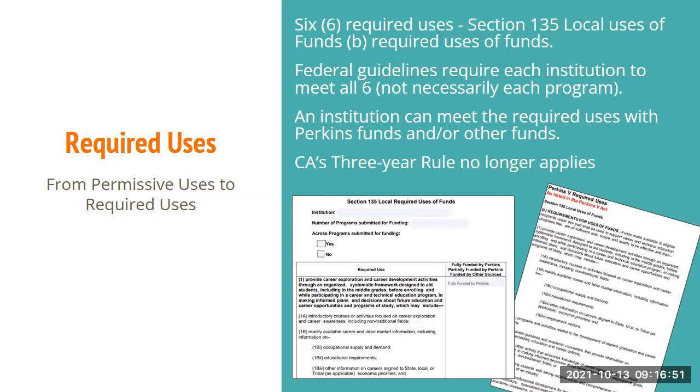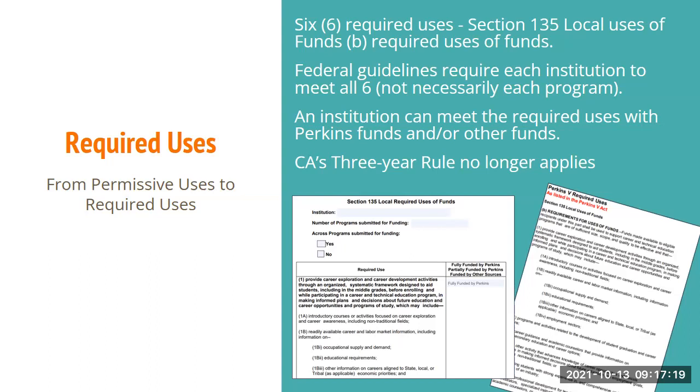And so an institution can meet the required uses with Perkins funds and or other funds, just like you have in the past. For some interesting reason, the state is still using the Perkins 4 permissive uses within NOVA, so that hasn't quite been updated yet to align with Perkins 5. There are some overlapping components, but they're not actually the same. And to meet federal requirements, local grantees still must confirm that they meet the required uses, not the permissive.